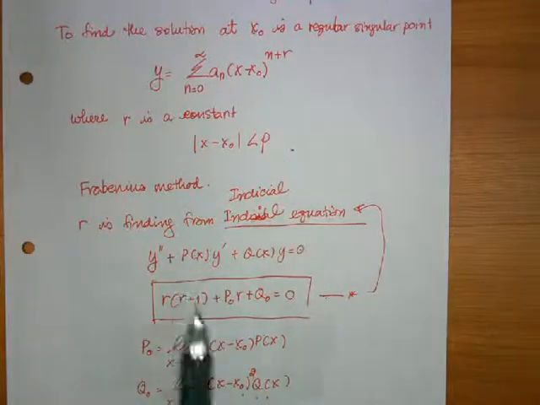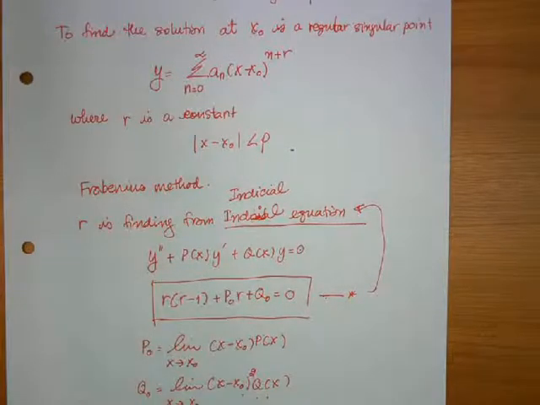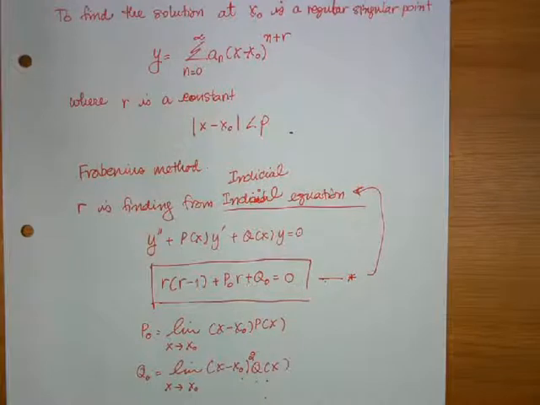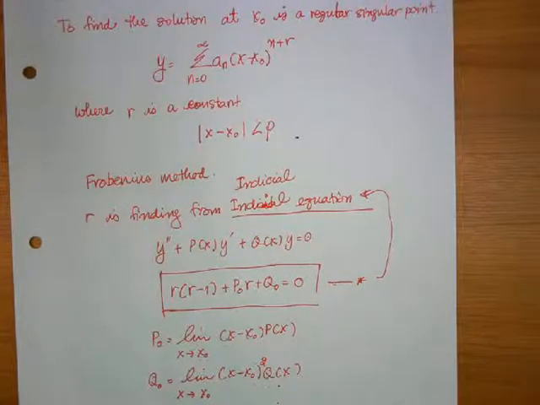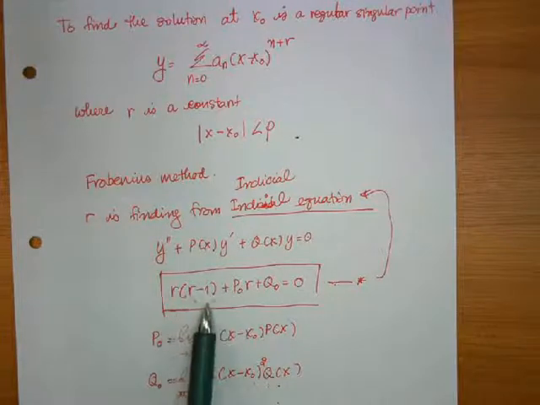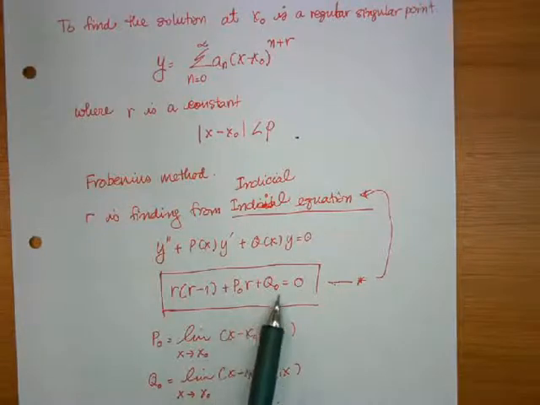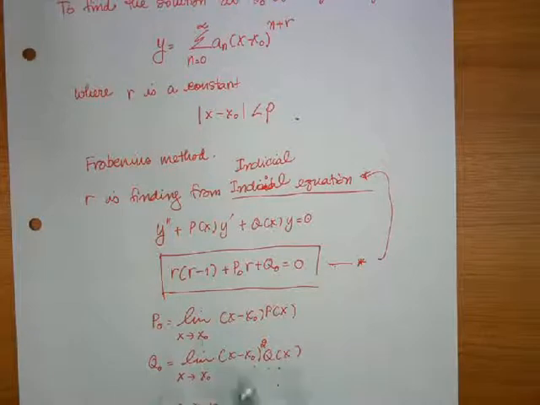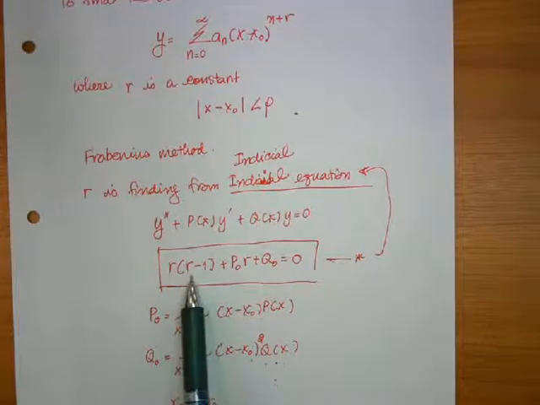Okay? And in order to find the solution, we are going to use the Frobenius method. The Frobenius method says that we have to find the r value, and the r value is found from the indicial equation, which is defined as r times (r minus 1) plus p0 r plus q0 equal to 0, where p0 and q0 you find from the limits: p0 is the limit of (x minus x0) times p(x), where x approaches x0, and q0 is equal to the limit of (x minus x0) squared times q(x), where x approaches x0. So this is an r-squared equation.